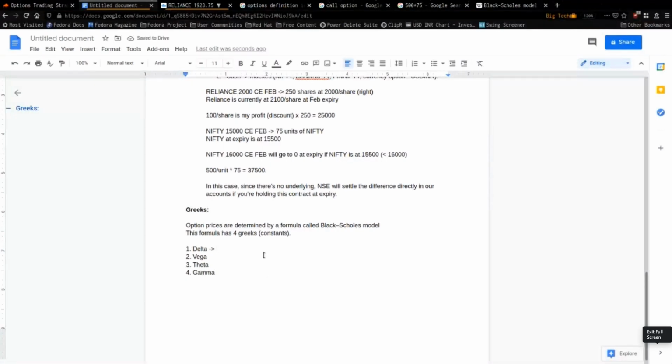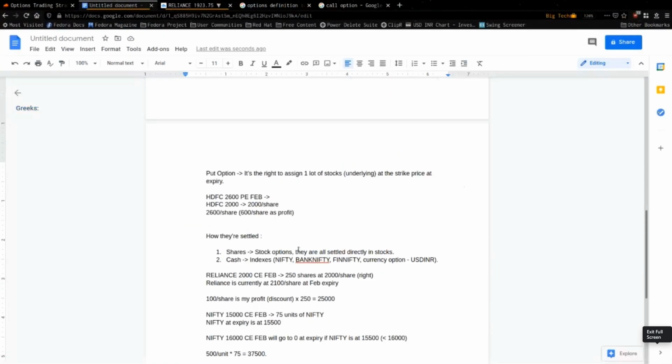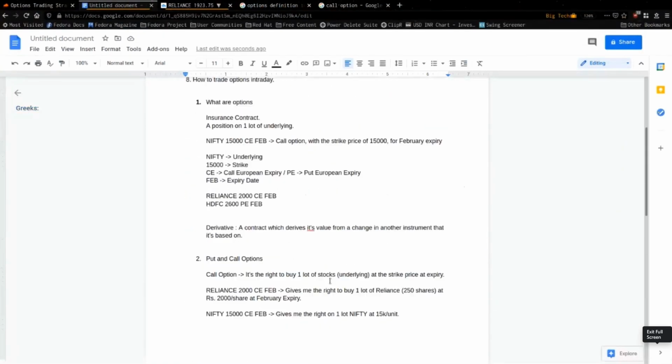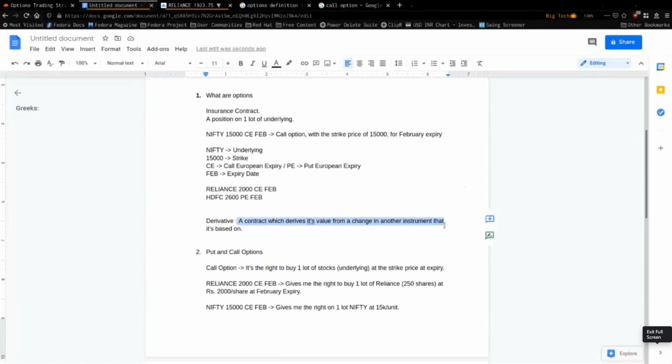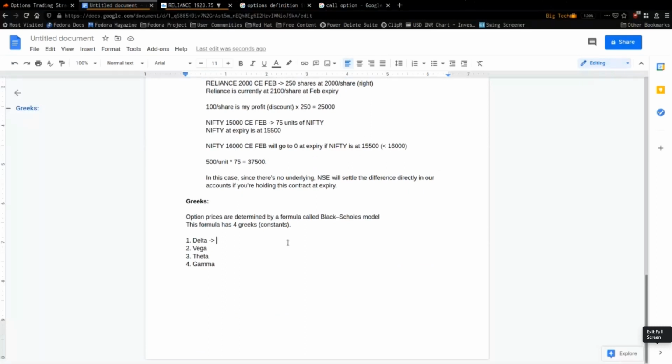So delta. I did tell you, right, what derivatives are. Derivatives derive their value. A contract which derives its value from the change in another instrument that it's based on, which is also called the underlying. So if a Nifty 15,000 CE Feb, this particular thing will derive its value from the underlying. Delta essentially means how much the price of an option will change with a change in the price of the underlying.